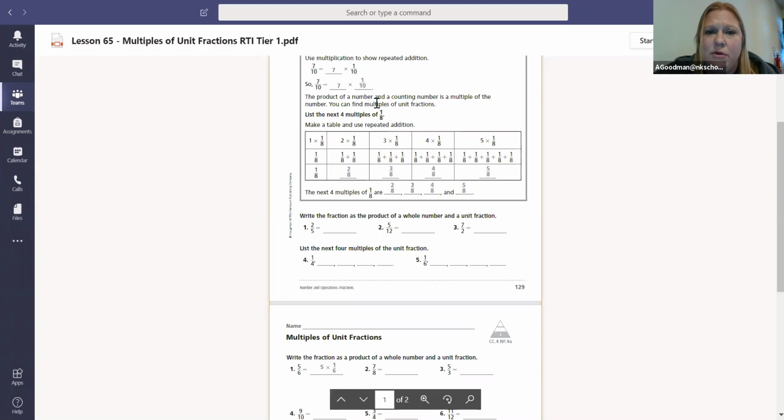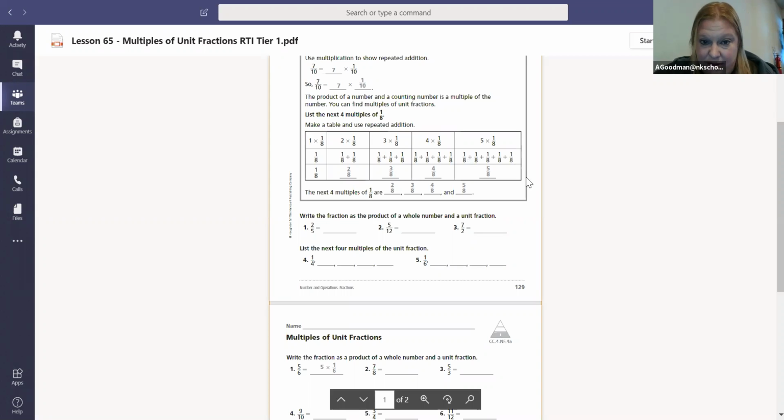So you can find multiples of unit fractions. Let's just look ahead because that doesn't really make sense. List the next 4 multiples of 1/8. All right, so 1 times 1/8 is 1/8, right? 2 times 1/8 would be 1/8 plus 1/8, which is the same as 2/8. 3 times 1/8, 1/8 plus 1/8 plus 1/8, 3/8. All right, we got that.